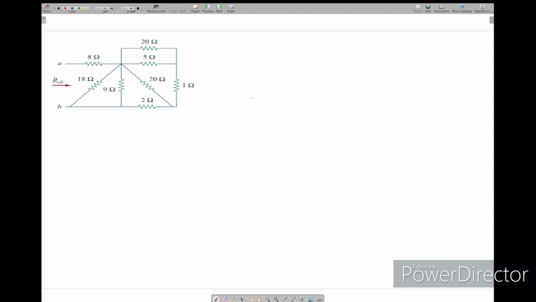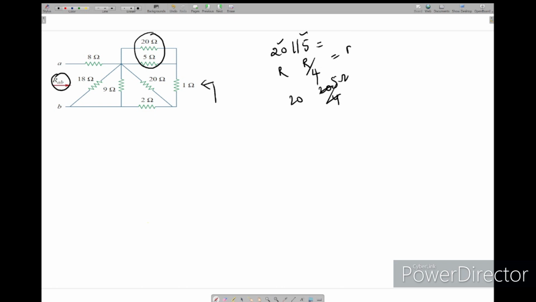This is also the same, to find the equivalent resistance here. Now if you see from here, these two are in parallel. So 20 parallel with 5. How much do we get? This is R, this we got R by 4, because 20 by 4 equal to 5. So R by 4, answer will be R by 5. So 20 by 5 equal to 4 ohms.